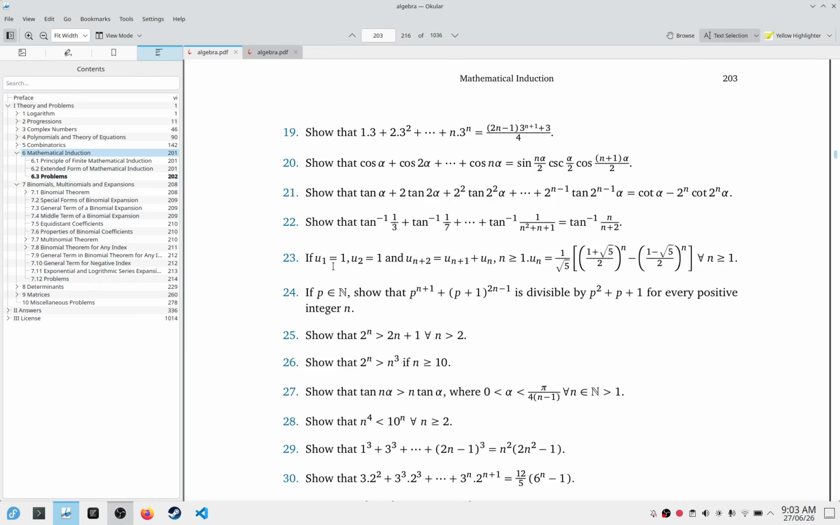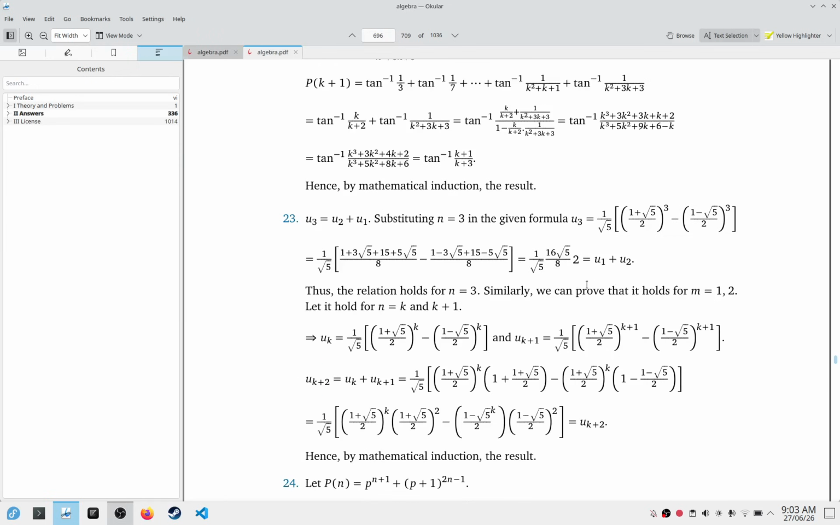Question 23 says: if u1 is equal to 1, u2 is equal to 1, and u(n plus 2) is equal to u(n plus 1) plus un, for n greater than or equal to 1, we have to prove that un is equal to 1 over square root of 5 multiplied by ((1 plus square root of 5) over 2) whole to the power n minus ((1 minus square root of 5) by 2) whole to the power n, where n is greater than or equal to 1.